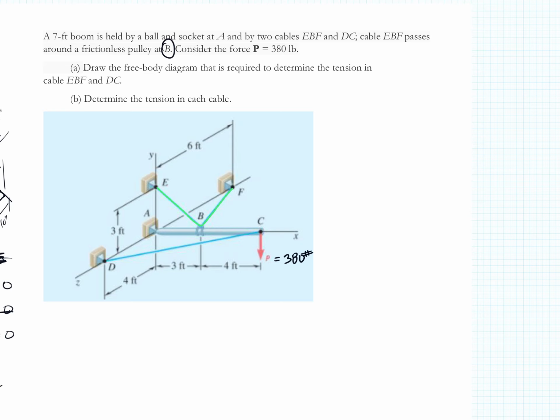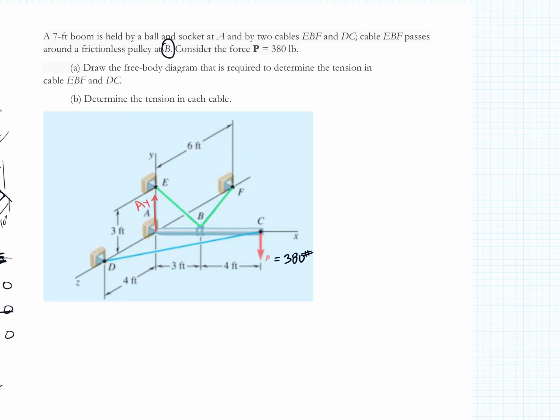All right, so free body diagram. I may not draw the free body diagram because this is just too busy for me to draw a free body diagram. So here's what I'm going to do. I'm going to draw the forces in red, okay? And what I want you to do is ignore the rest of the picture except the boom, the 7-foot boom. So we've got a force here going up. That's AY.